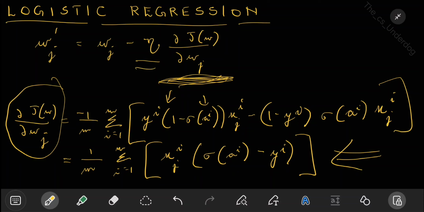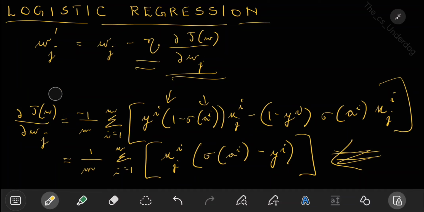Eta is the learning rate. In the previous lectures we had seen learning rate. It will determine at what speed you want to learn. Okay, you have to find the optimal learning rate. If you keep it very fast, it may not converge. So learning rate into gradient, and in place of gradient I can substitute this value.